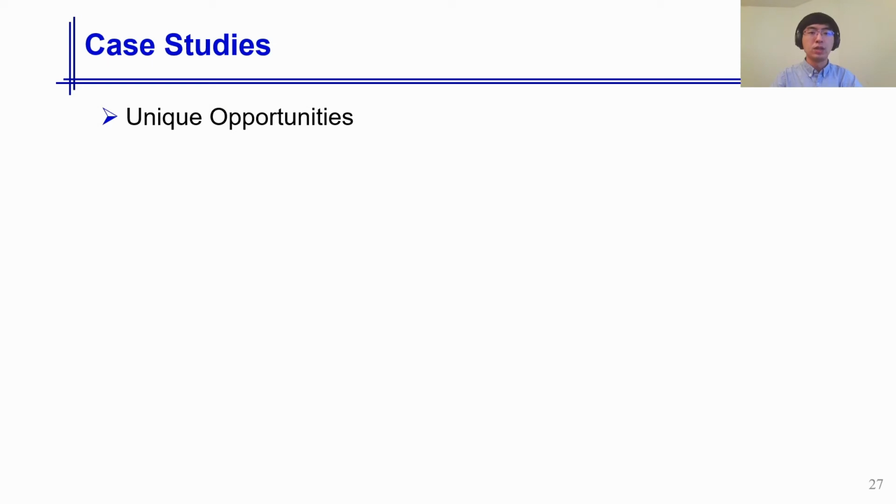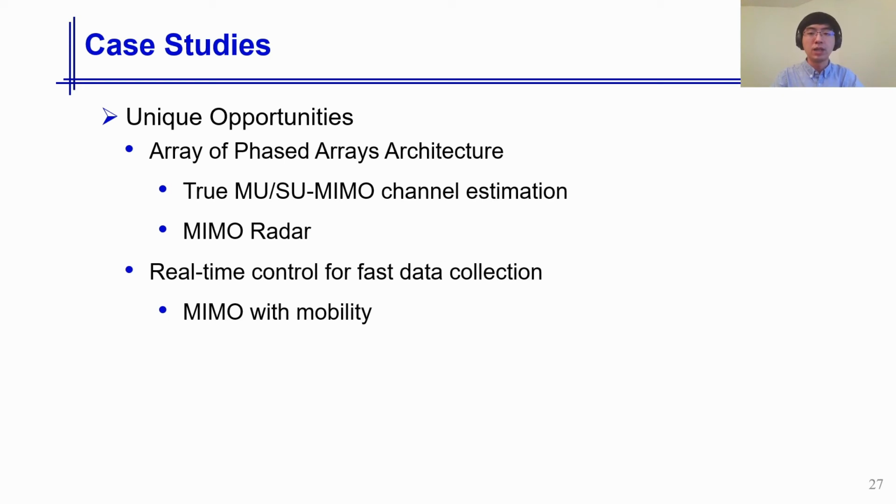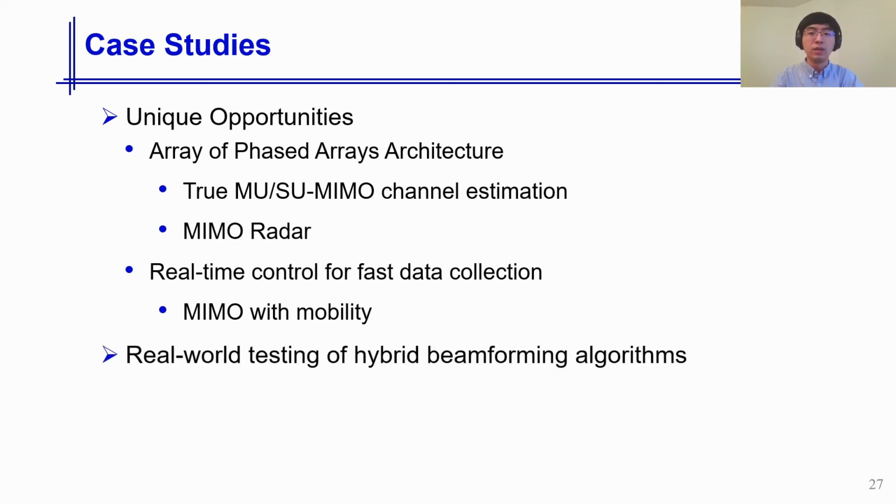This MIMO architecture provides unique research opportunities for 5G mmWave networking and sensing. First, our array of phase arrays architecture lets the platform be used for multi-user or single-user MIMO, channel estimation, and MIMO radar. Then, the real-time control for fast beam swapping and data collection gives the opportunity to conduct MIMO experiments under high mobility. Here, we can conduct a few case studies involving the mmWave MIMO hybrid beamforming capabilities.